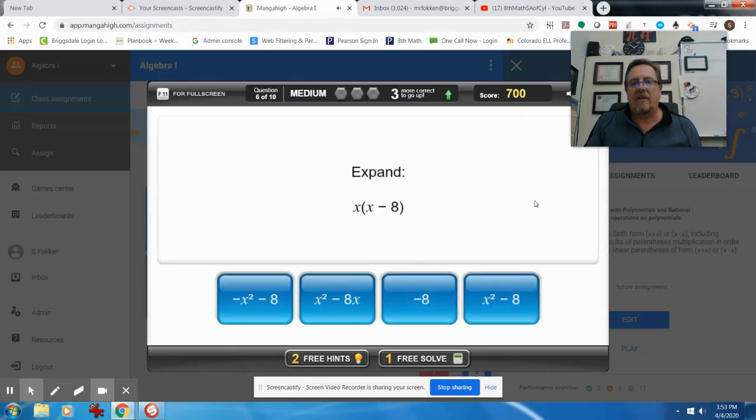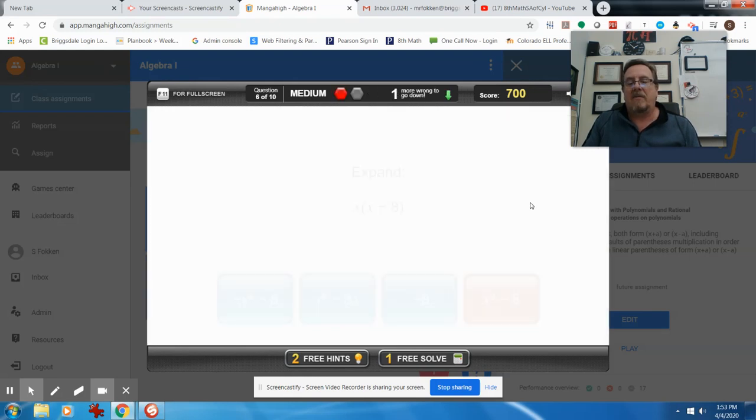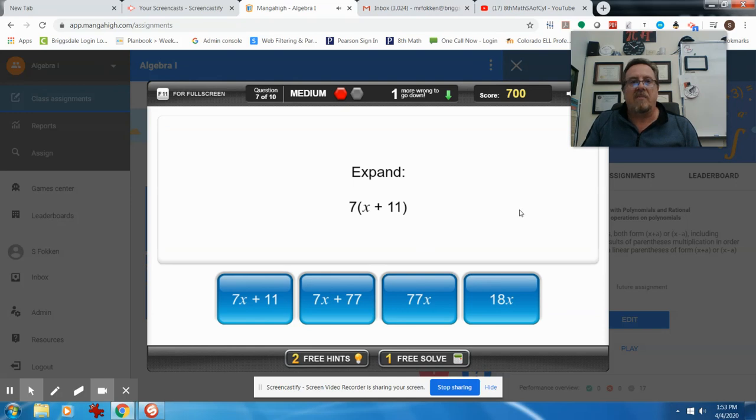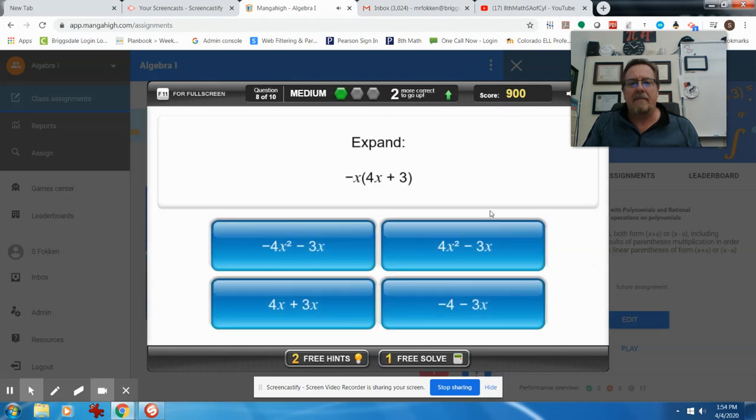12. That's the coefficient. Ooh, here's one. It's not even a binomial. It says just go ahead and expand this. So we're just going to have to distribute. Think about it. If we distribute it, what's x times x? X squared, right? And what's x times negative 8? Negative 8x. So we should have x squared minus 8x. Well, what did I do wrong? Maybe I should have looked a little bit closer. Anyways, let's expand this one. 7x plus 77, right? 7x plus 77. Yay.